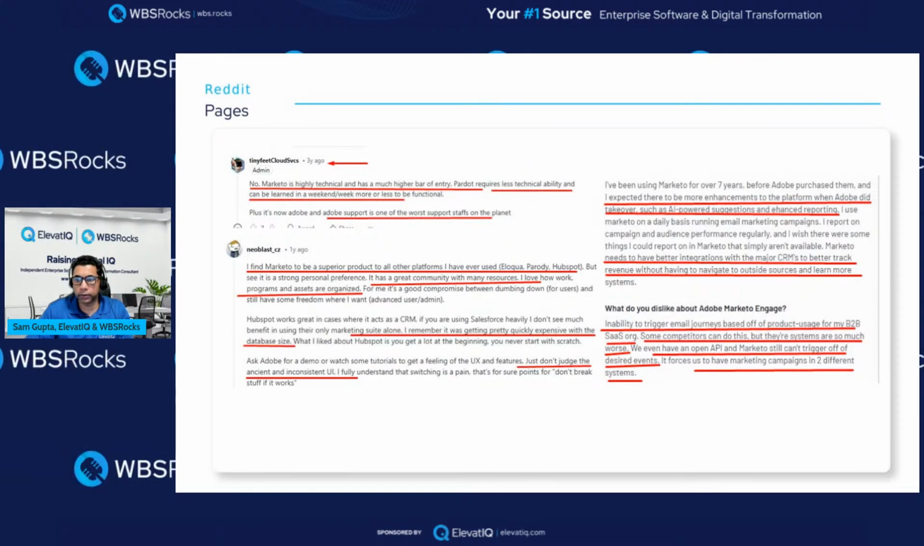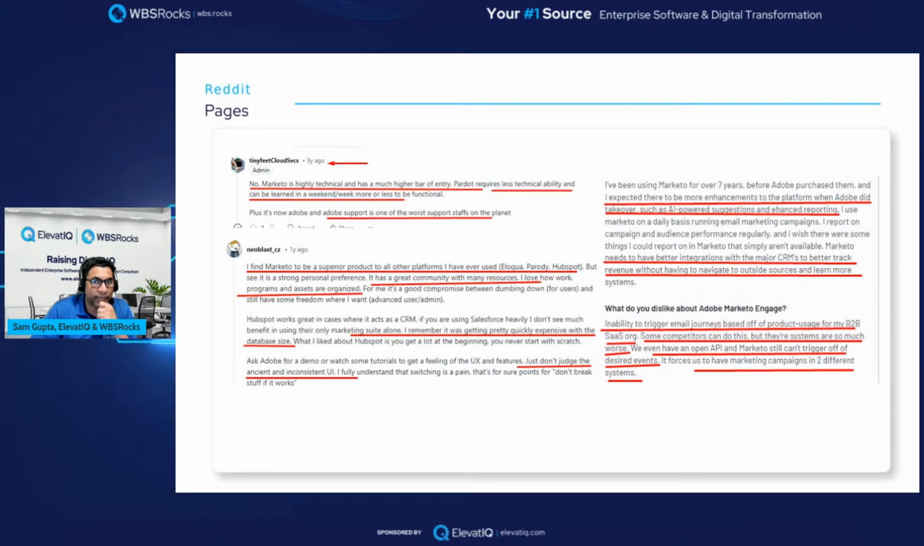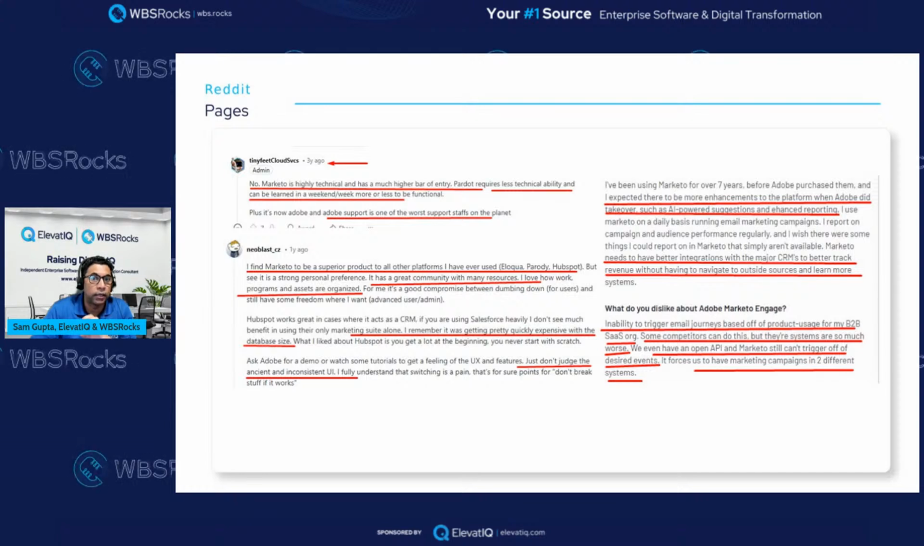So here, some comments from the users, and this is coming from Reddit pages. This is roughly 3 years ago. They are saying, no, Marketo is highly technical and has a much higher bar of entry. Pardot requires less technical ability and can be learned in a weekend or week or more or less to be functional. That could be true, for the most part.